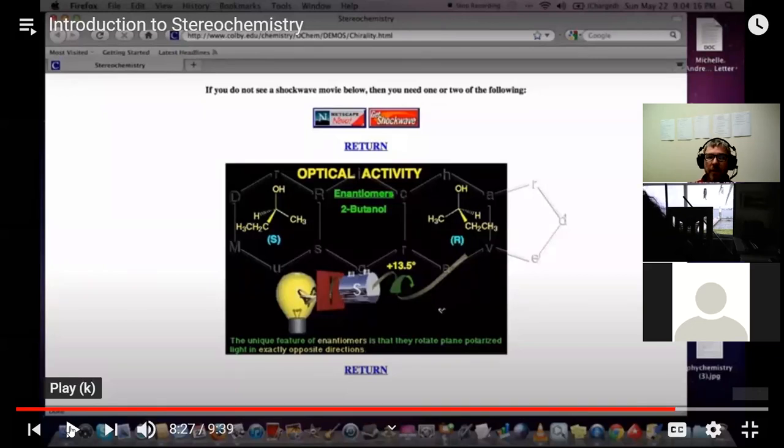Now, one thing I can tell you is the R and S is a completely artificial way of naming these and has no relationship to which way it twists plane polarized light. So you can't always say, well, R is always going to be positive and S is always going to be negative, or vice versa. It's always going to vary because it doesn't matter.